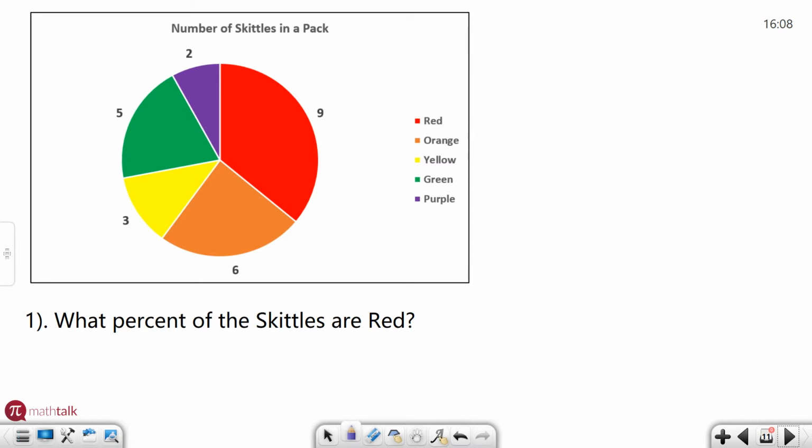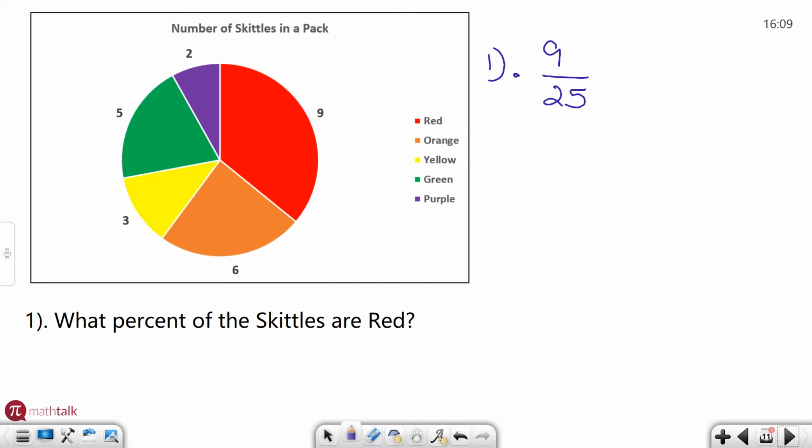And so what's really important for that is that you understand percentage is really a part of a whole. So we need to figure out what part is represented by red versus the whole thing. And so the red, as you can see, is 9 out of, any percent can really be written as a fraction, the total number of Skittles in my pack. Well, if I go around and add up all the numbers, 9 plus 6 is 15, plus 3 is 18, plus 5 is 23, plus 2 is 25.